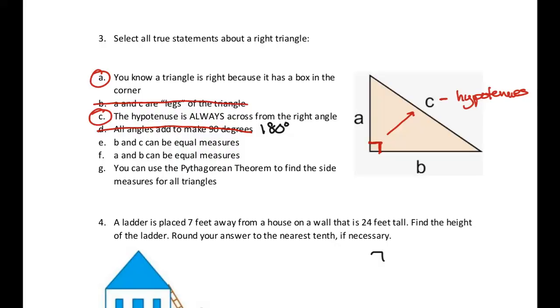Letter E, B and C, B, which is this length, and C, the hypotenuse, can be equal measures. True or false? That is false. Yes, the hypotenuse has to be longer. Hypotenuse is longer. It is the longest side.